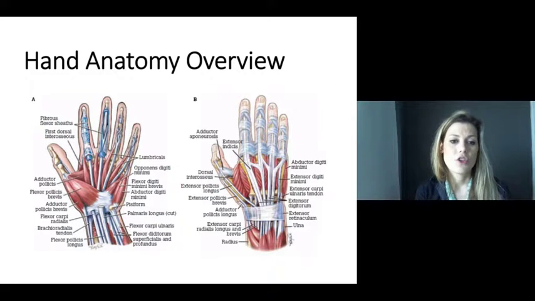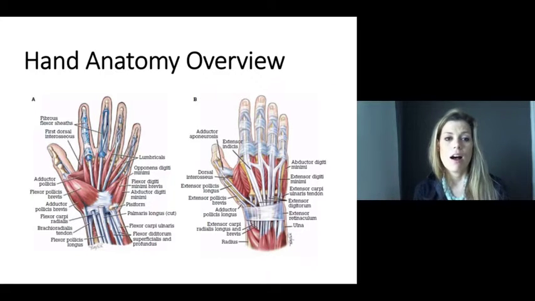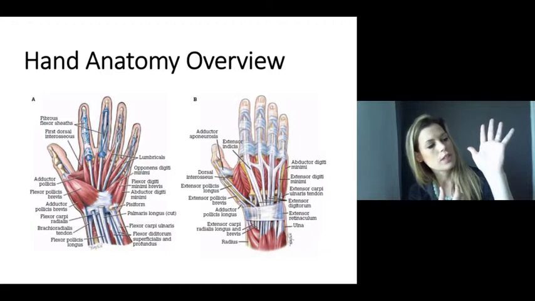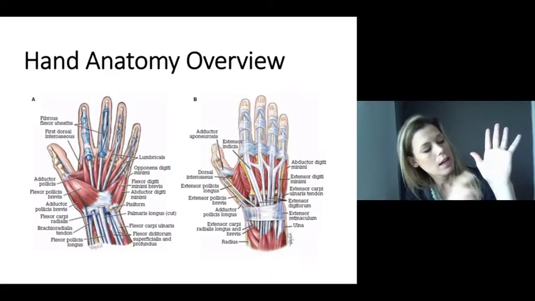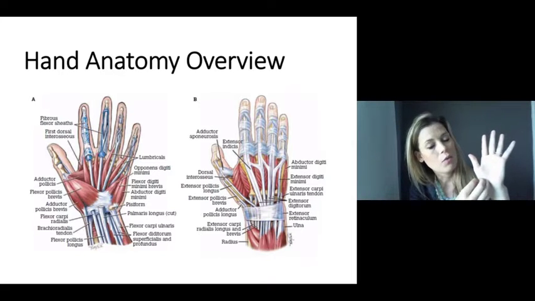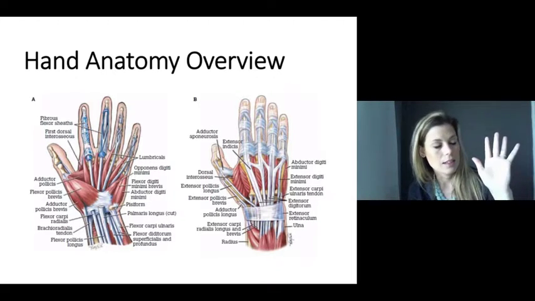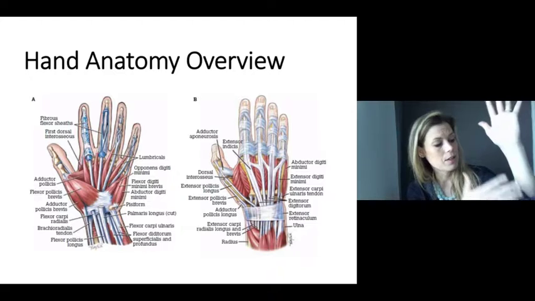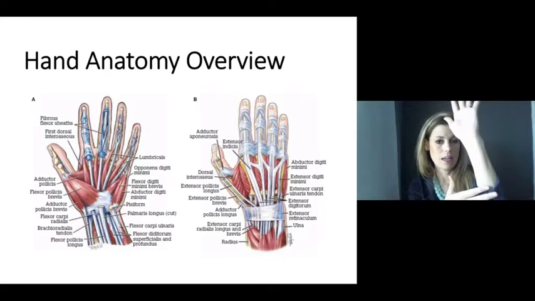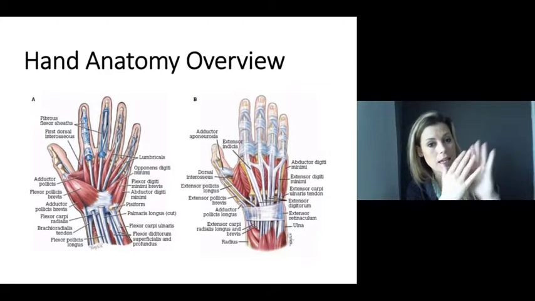This slide gives you an overview of the hand anatomy. On the left side of the screen, you can see the anterior aspect of the hand, and on the right side of the screen, you can see the posterior aspect of the hand. If we go to the left side first, you can view the intrinsic muscles. So here you can see the intrinsics, they originate and insert within the hand. Extrinsic muscles, they originate outside of the hand, but insert within the hand.